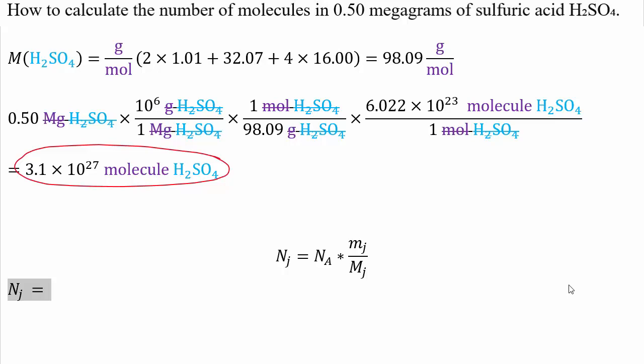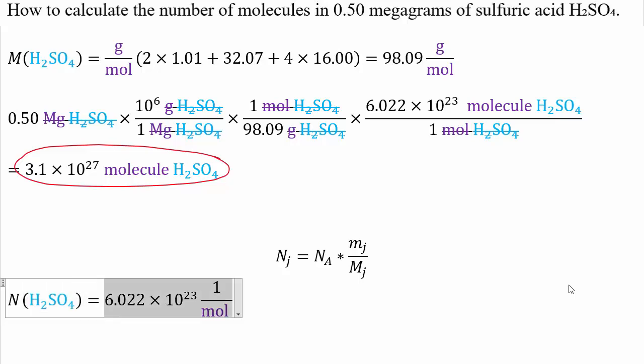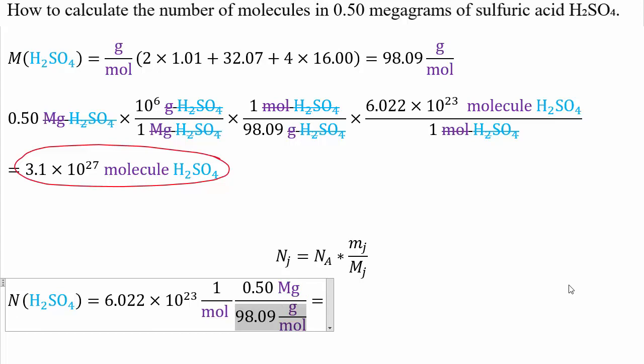In the formula, we substitute J with the identity of the substance, which in this case is the molecular formula of the substance. Then, we substitute Avogadro's number with 6.022 times 10 to the power of 23 in units of 1 per mole, the mass with 0.5 megagrams, and the molar mass with 98.09 grams per mole.